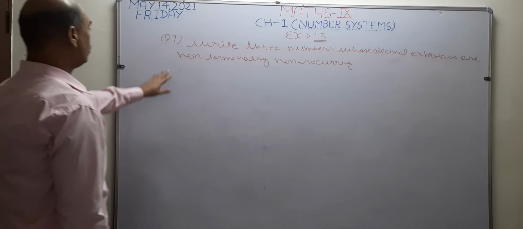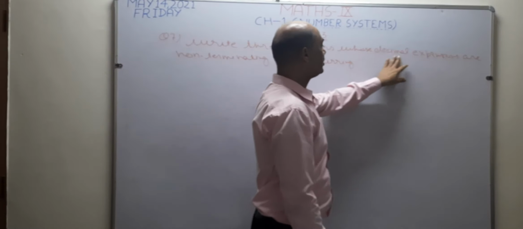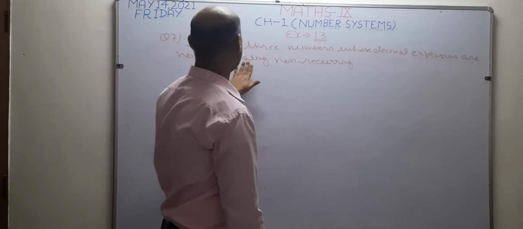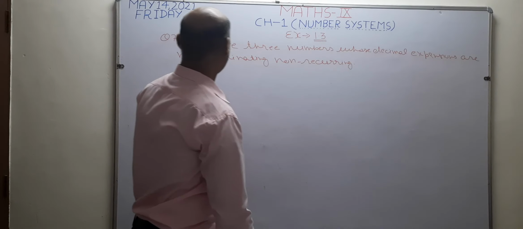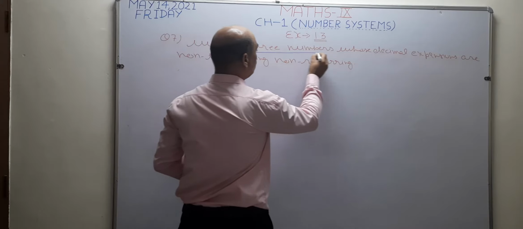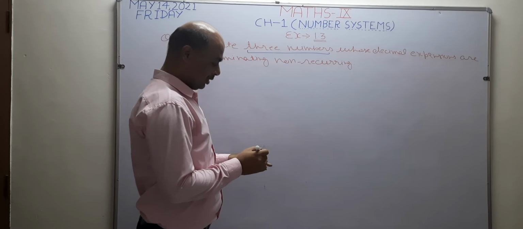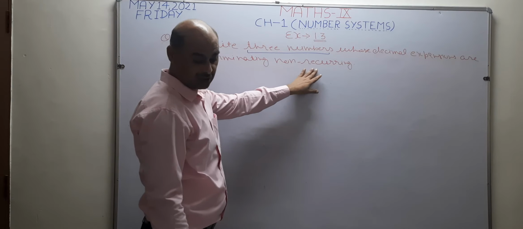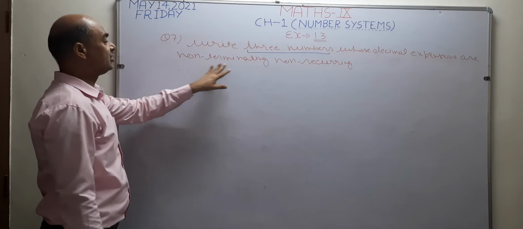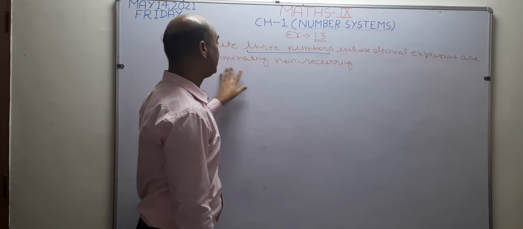Now I want to solve question number 7. See what is given. Write 3 numbers whose decimal expansion are non-terminating and non-repeating. In this question we have to write 3 numbers whose decimal expansion is in the form of non-terminating and non-repeating. Non-recurring or non-repeating are the same thing. So this is also the definition of an irrational number. This type of decimal form is known as an irrational number.